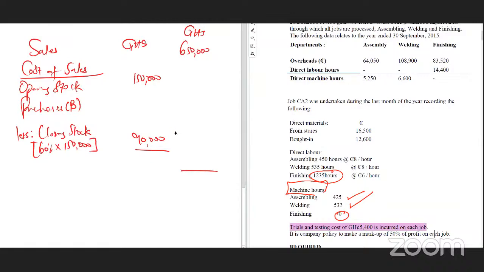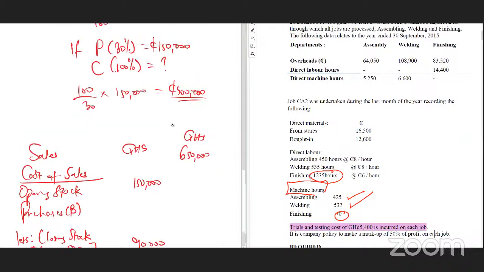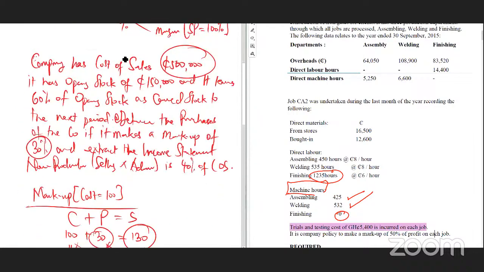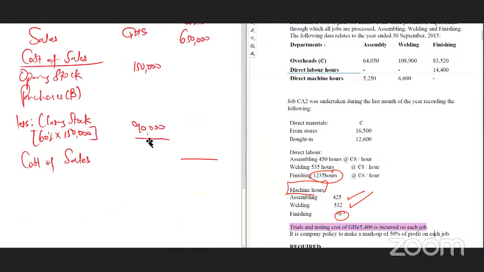And when you read the question, it says the cost of sale is how much? 500,000. So we are saying that, okay, if we put everything together, here is 500,000, leaving us with a gross profit of how much? 150, okay. So we are saying that 150 plus something plus box minus 90 gives us 500.